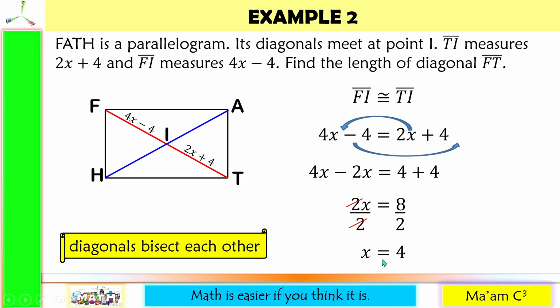Let us do a quick checking. Let us substitute 4 in x here. 4 times 4 is 16 minus 4 is equal to 12. Let us substitute also this 4 here. 2 times 4 is 8 and 8 plus 4 is equal to 12. Indeed, line segment FI is congruent with line segment TI. Therefore, the length of diagonal FT is equal to 12 plus 12, which is 24.